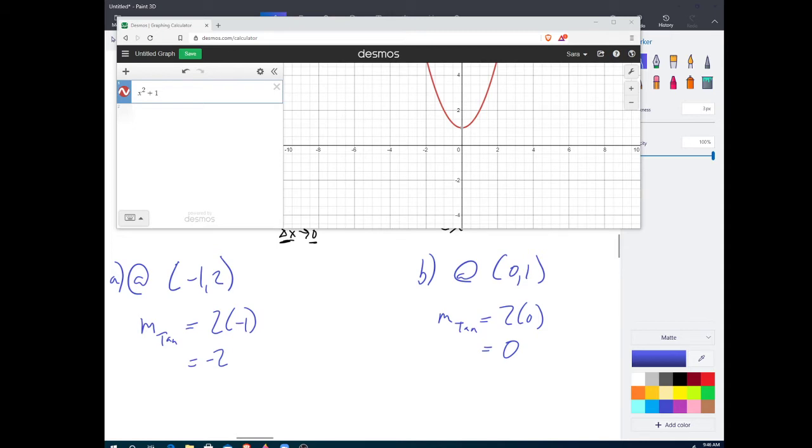So, at x equals -1 right here, what we're being told is this slope is equal to -2, or down 2 over 1. And we're being told that this point right here has a slope of 0.